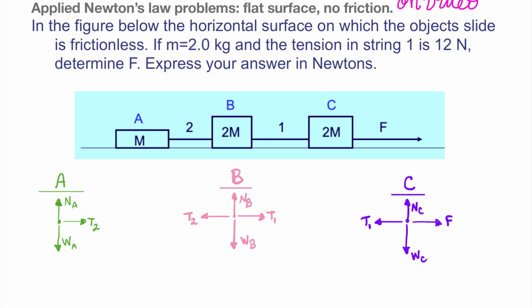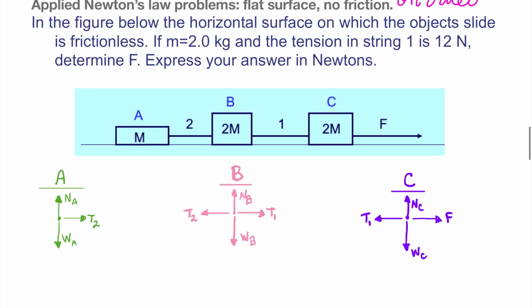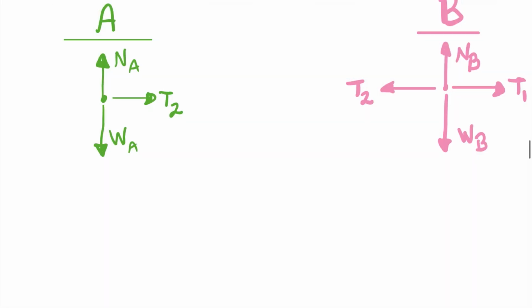Now that I have my three free body diagrams, I'm ready to apply Newton's second law to each one of them. For box A, I am going to sum up the forces in the x direction, which is just T2, and set that equal to the mass of A times the acceleration of A.